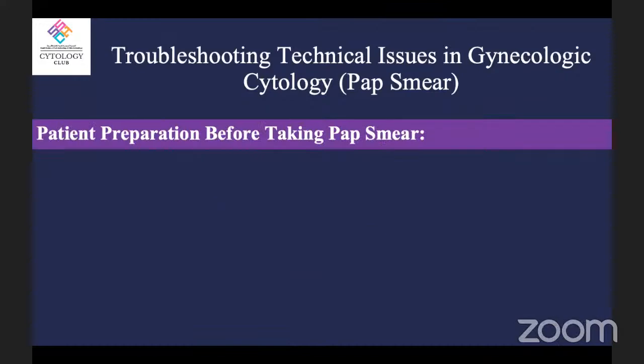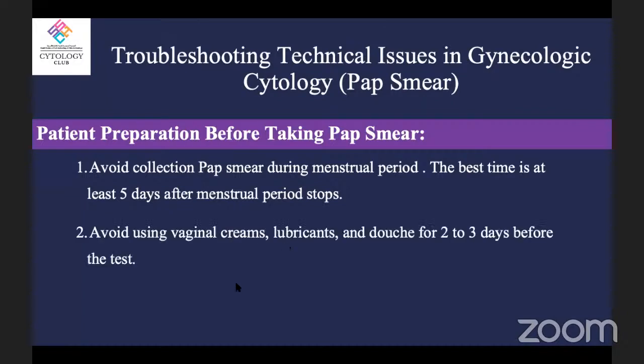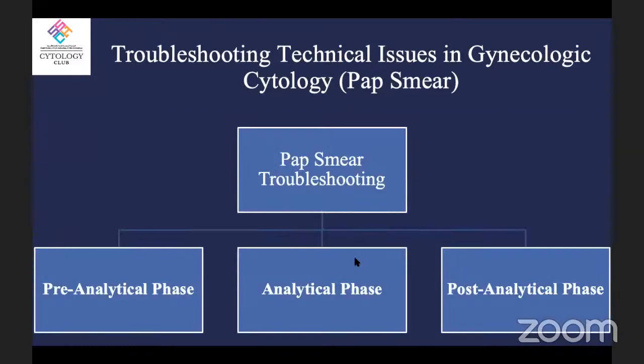And the last thing before we start talking about the issues is the patient preparation before taking Pap smear. The first recommendation, avoid collecting Pap smear during menstrual period. The best time is at least 5 days after the menstrual period stops. Avoid using vaginal creams, lubricant, and douche for 2 to 3 days before the test, and avoid sexual intercourse for 2 days before the test.